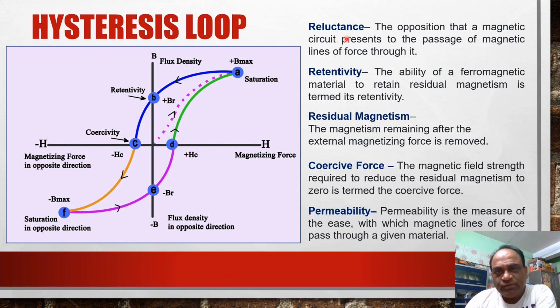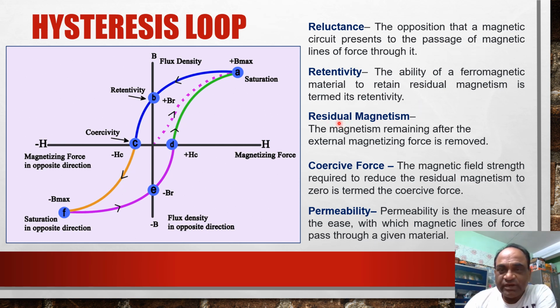Okay, so what is reluctance? Reluctance is the opposition that the magnetic circuit presents to the passage of the magnetic lines of force through it. You can compare reluctance to resistance in the electrical circuit. Reluctance is a kind of resistance in the magnetic circuit, basically. What is retentivity? Retentivity is the ability of the ferromagnetic material to maintain residual magnetism.